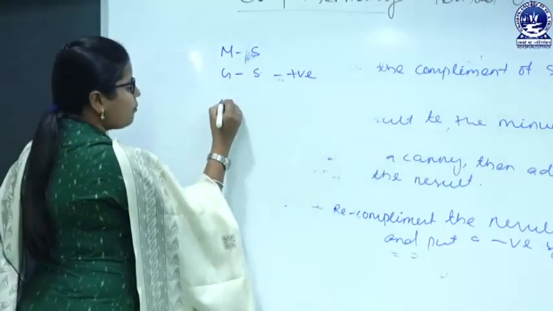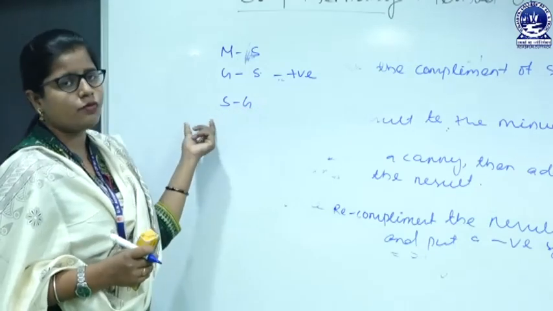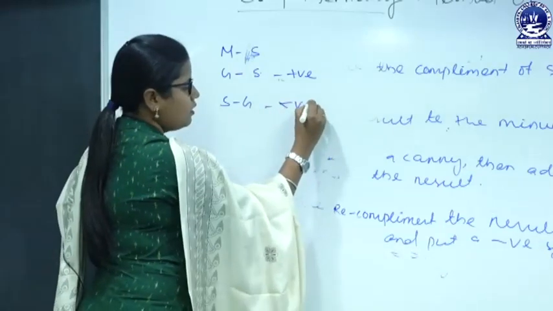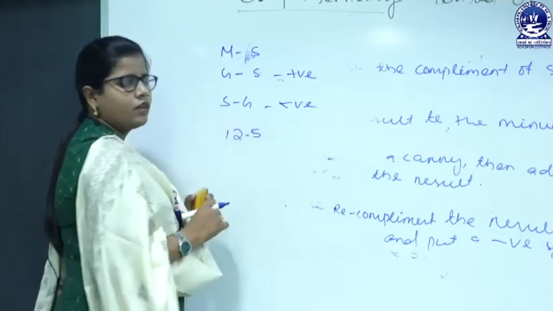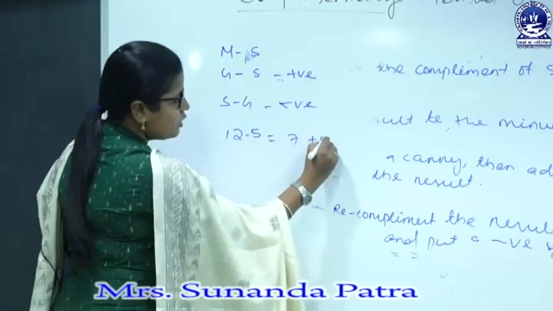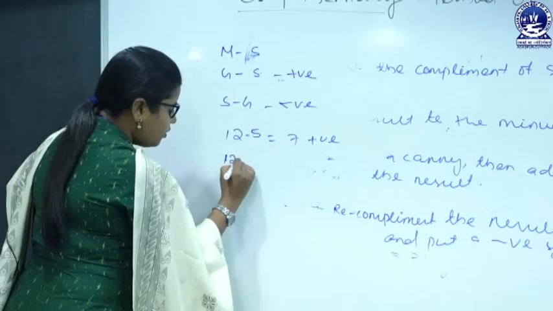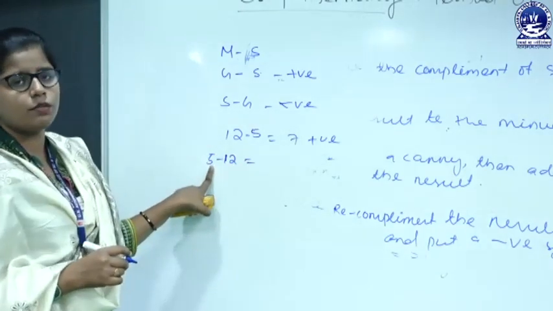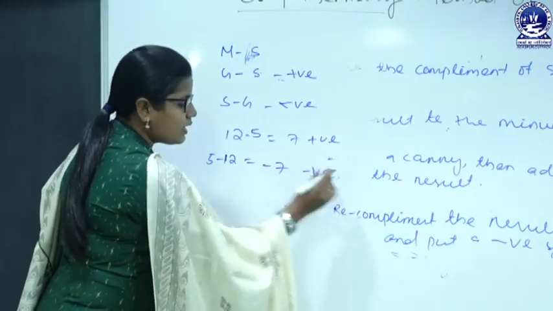But what will happen if I want to subtract a greatest number from a smallest number? Obviously we will get a negative. Suppose I want to subtract 5 from 12. What will be the result? The result is 7, so this is positive. But if I want to subtract 12 from 5, here 5 is the smallest number and 12 is the largest number. So what we will get? Minus 7. So that is negative.